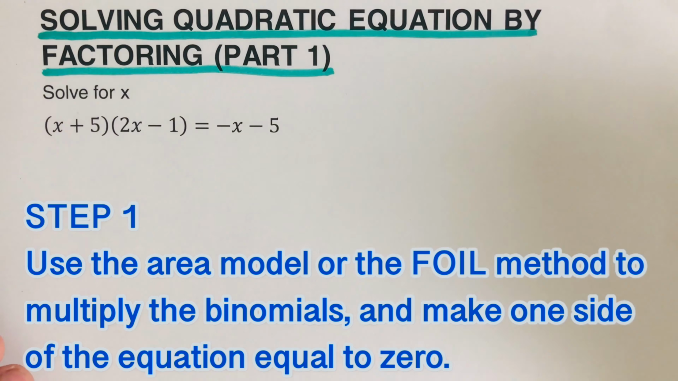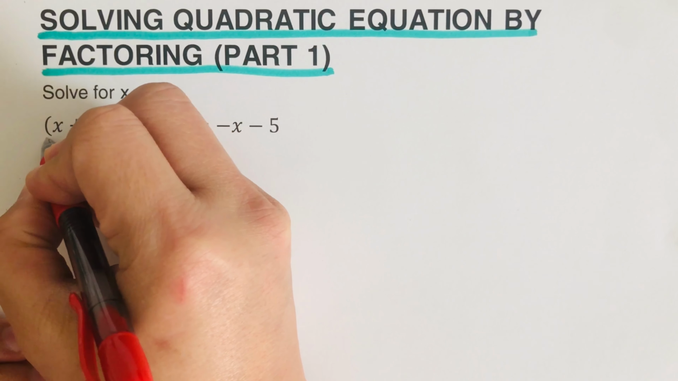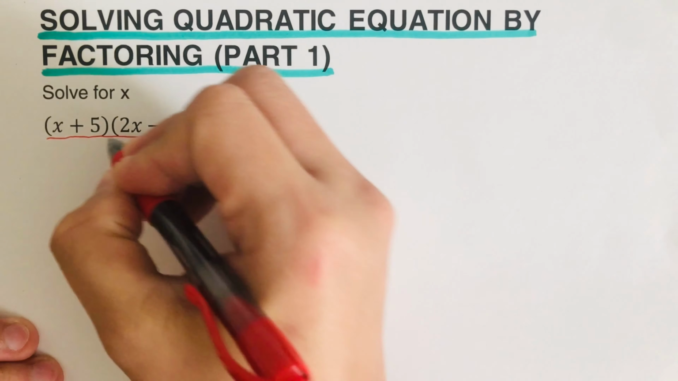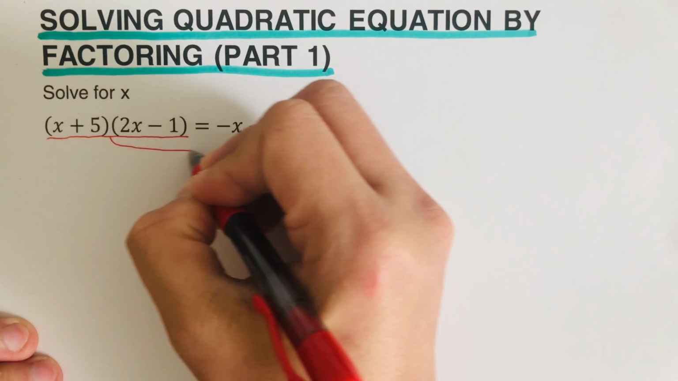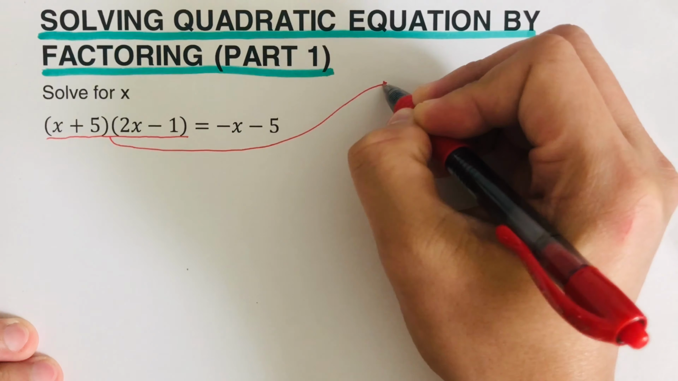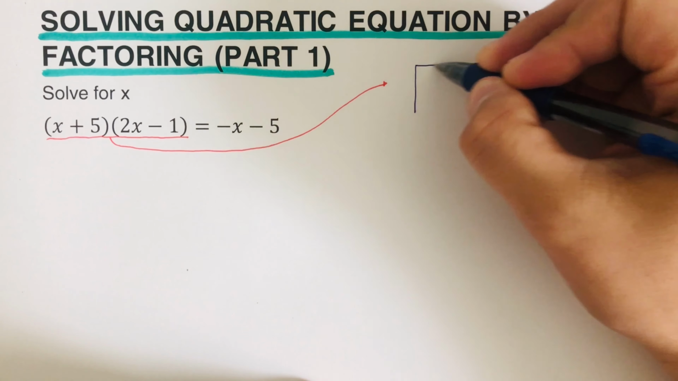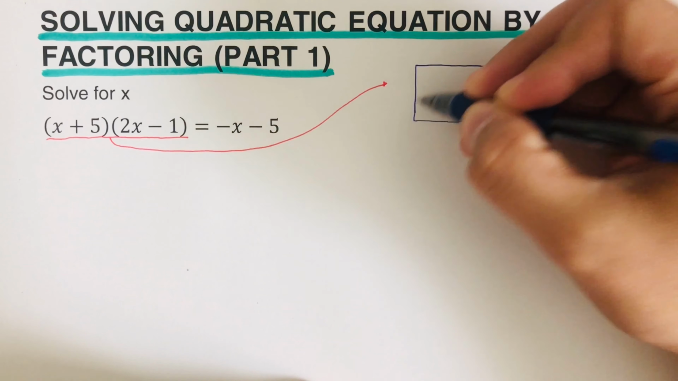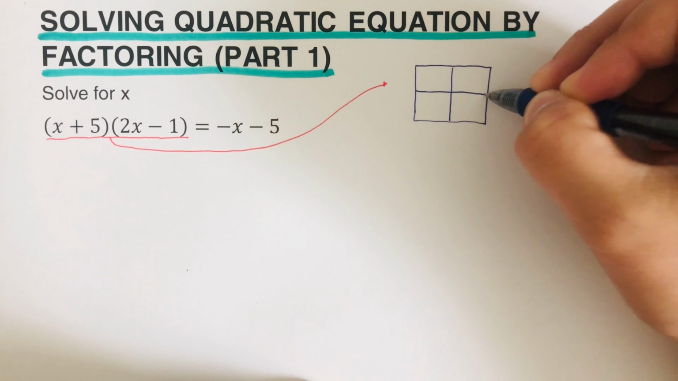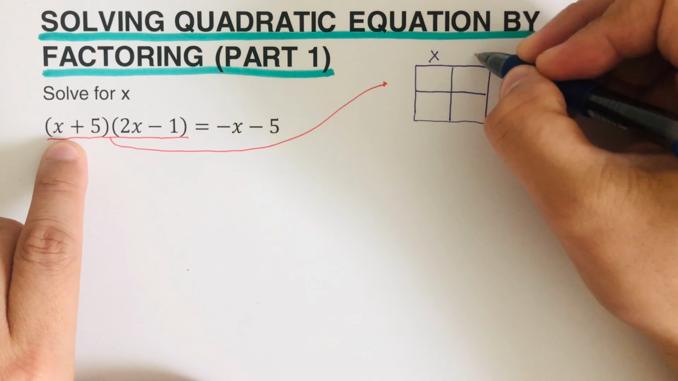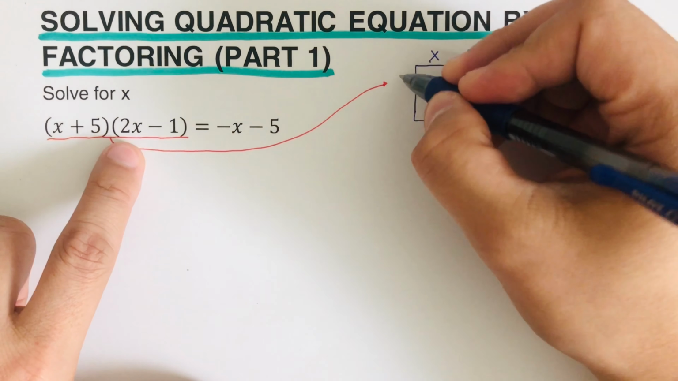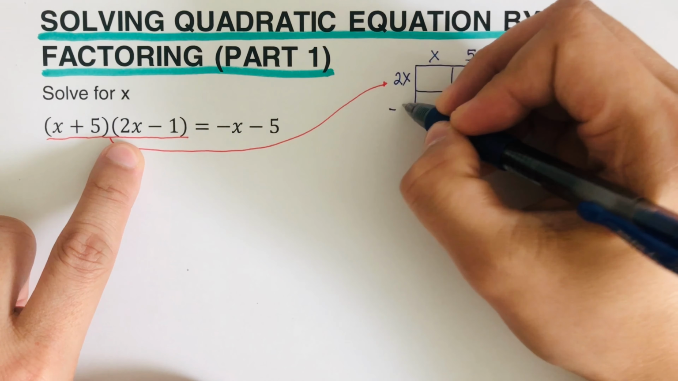So in this problem that we have here, we are supposed to use the area model, or others would prefer to use the FOIL method in order to multiply these two binomials here. So I'm going to use the area model for this. What I would do is a 2 by 2 box, and then I'm going to write out the x plus 5 here, and then that's going to be 2x and minus 1.